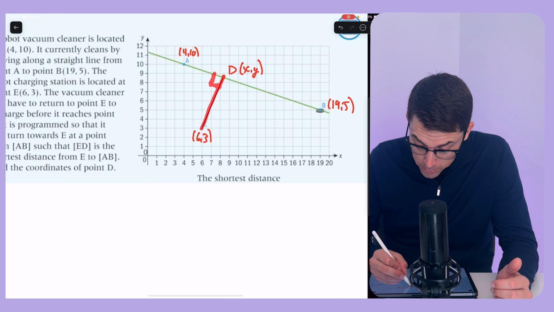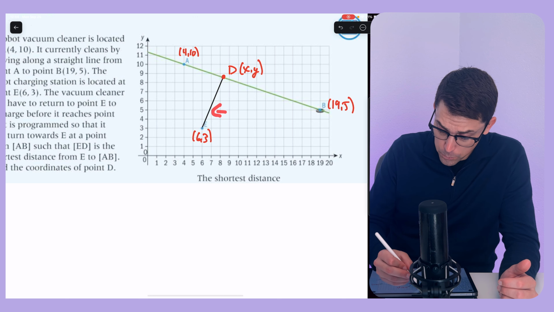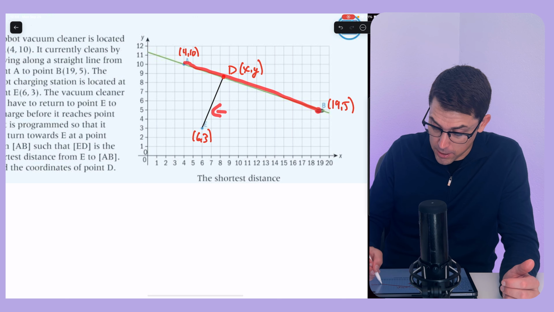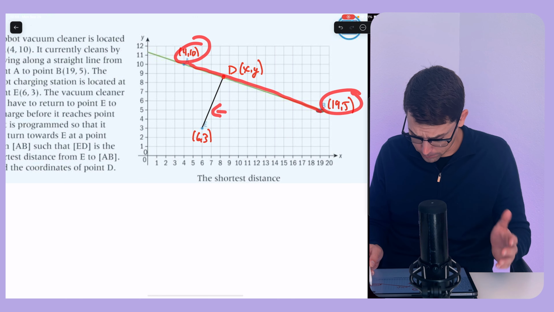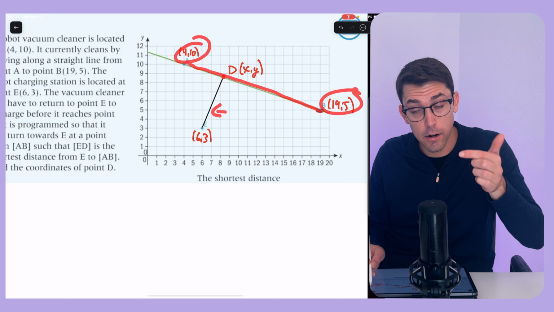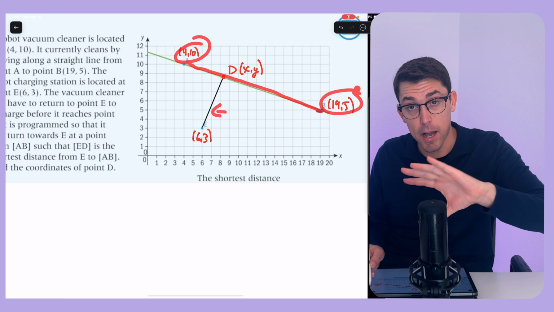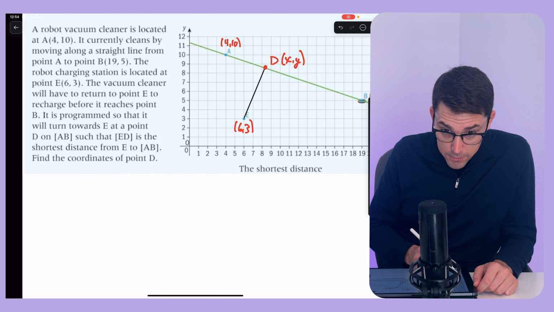So if this is orthogonal, what that means is that the slope of this line, ED, will be the opposite reciprocal of this line, AB. So since I have these 2 points laid out right in front of me, let's go ahead and figure out what that slope is. Flip the numerator and denominator, either change the negative to a positive or positive to a negative, and then that'll be our slope. So let's figure out what the slope is.